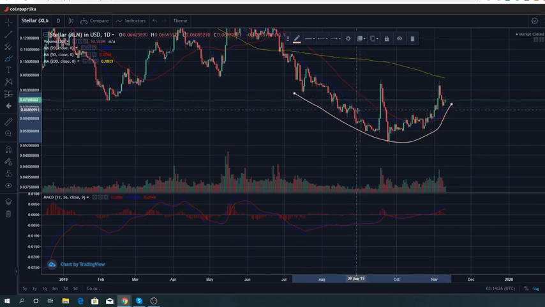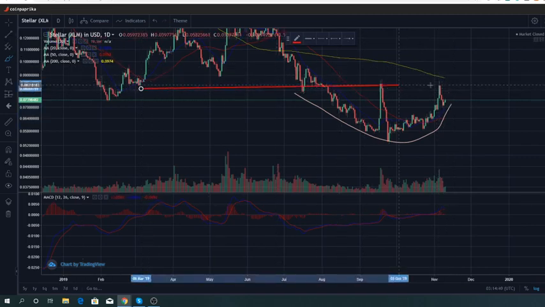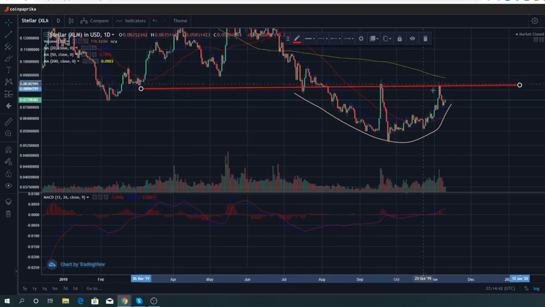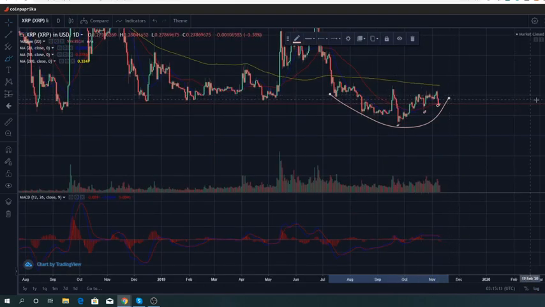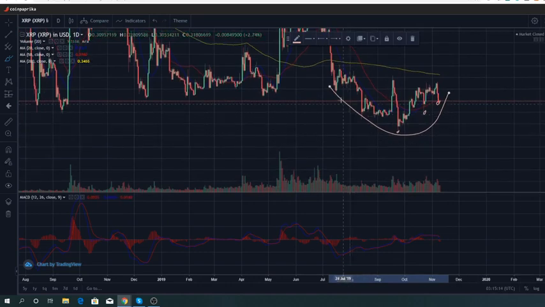The blue line is the 20-day moving average, the red one is the 50, and the yellow is the 200-day moving average. Now for Stellar Lumens, the 200-day moving average has become a resistance. Thus this area was previously support and is currently a resistance area. If the price is able to break this, we will move higher. Looking in a similar way, XRP also has a rounded bottom, and the 200-day moving average is a resistance.